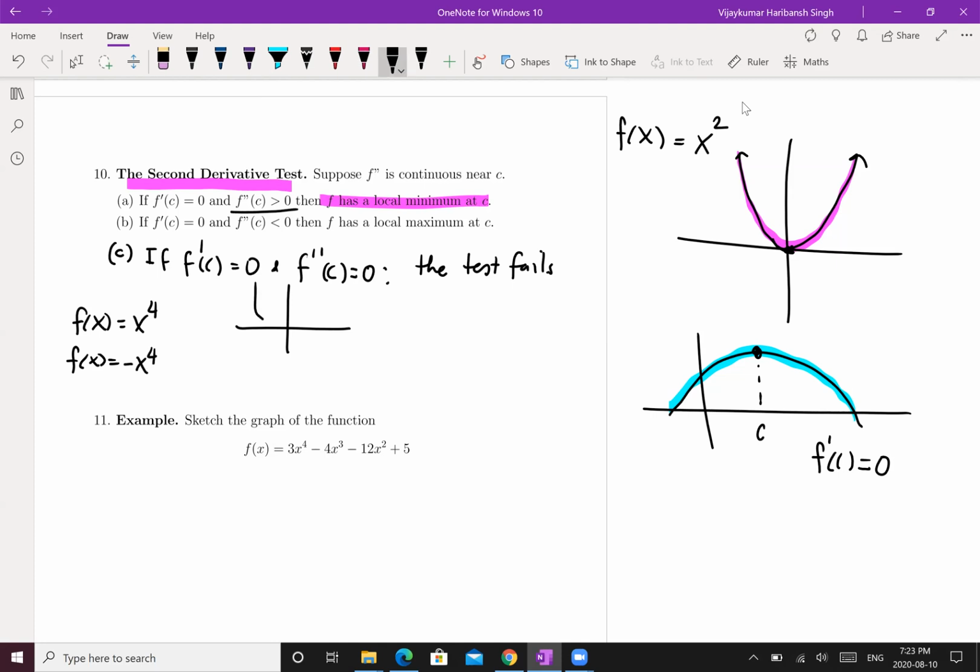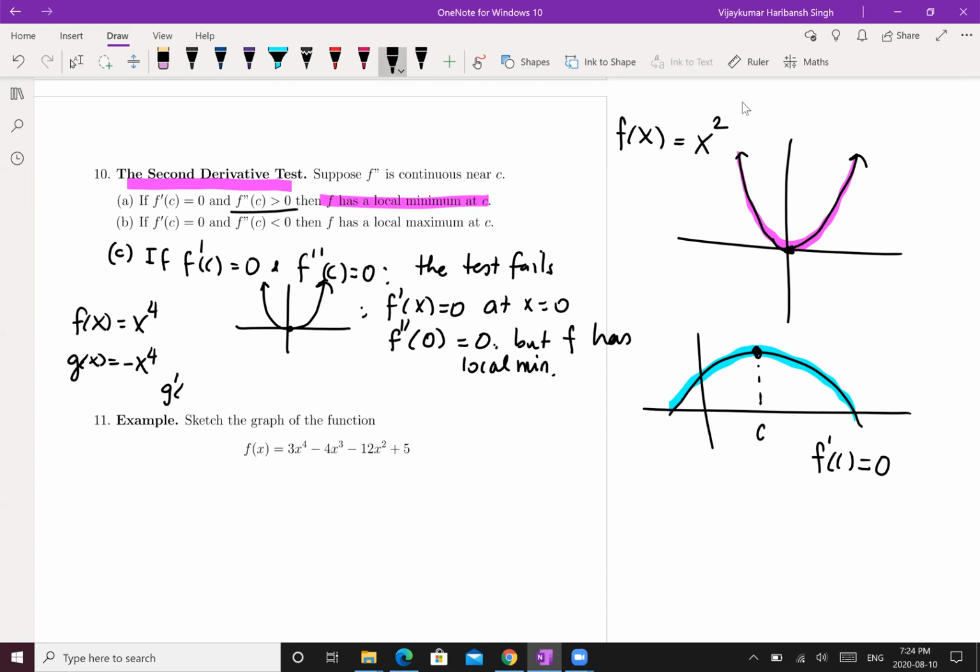So the x to the 4 graph looks like this, like x squared, but slightly flatter around 0. Now in this case, let me call this g. Now f prime x equals 0 at x equals 0, and f double prime x at 0 is 0, right? But what happens here? But f has a local minimum.